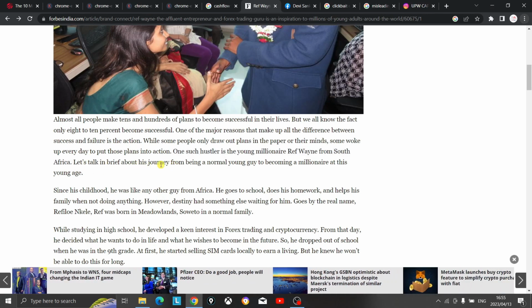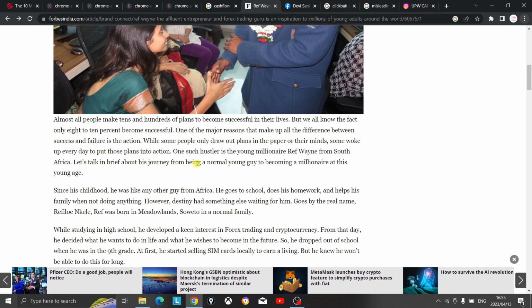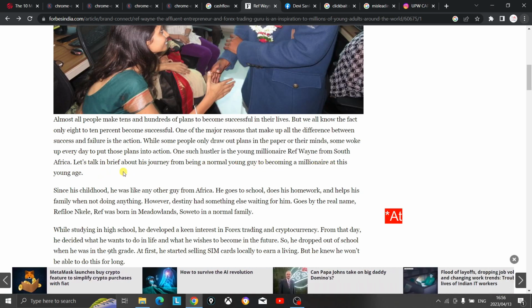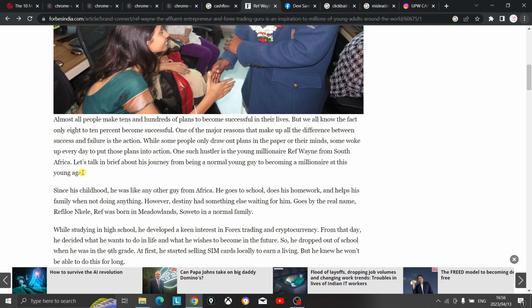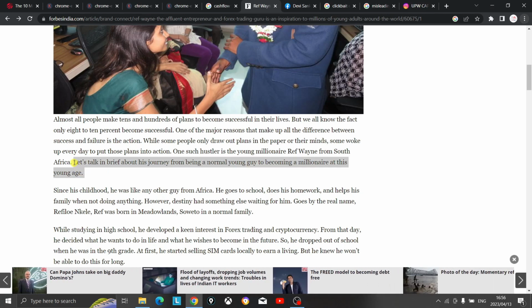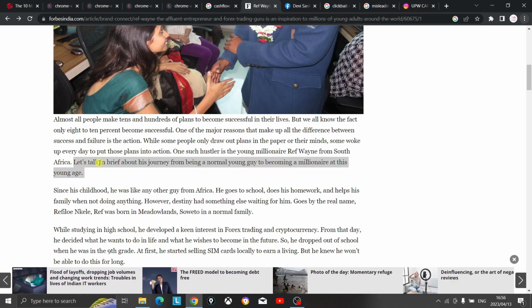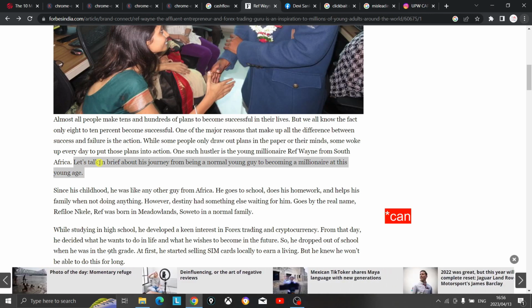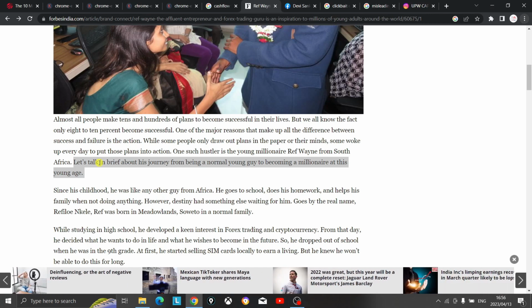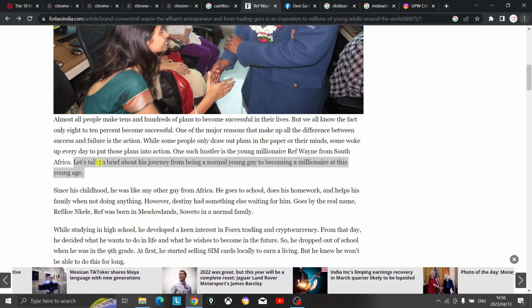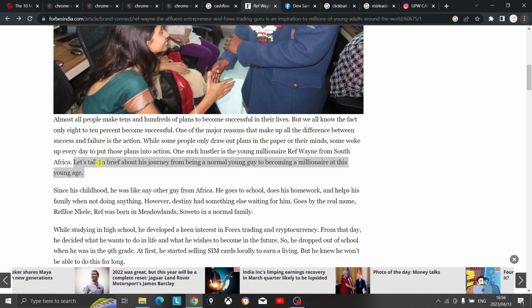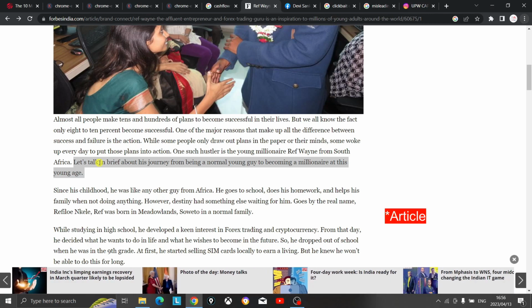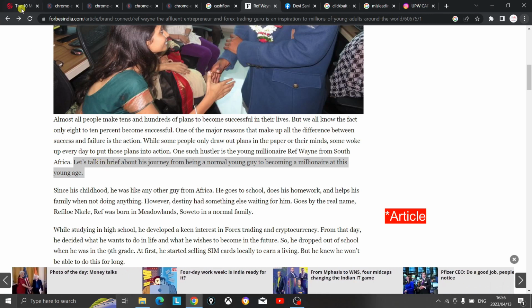Let's talk in brief about the journey from being a normal young guy to becoming a millionaire at this young age. Okay, so does it mean that individuals can write their own article about themselves? Can I write UPW Capital is a $1 billion hedge fund? Now, that would be a very attractive and interesting article.